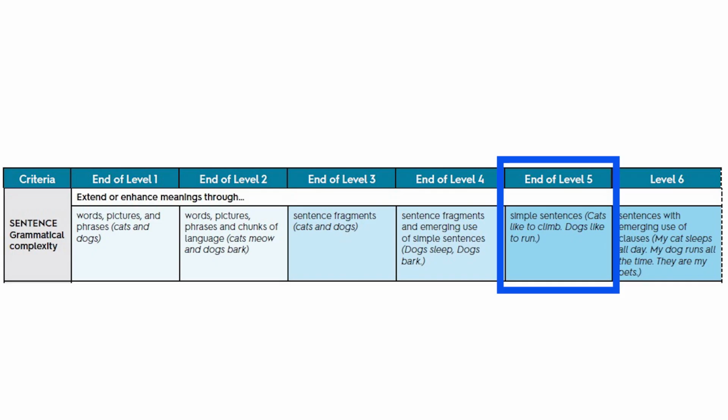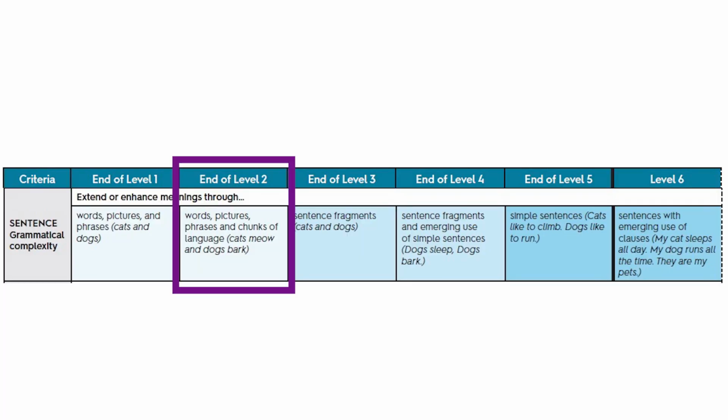So when we looked at the PLDs, simple sentences is at the end of level 5. So that was our threshold. And this is very important, to take into account the PLDs and the levels. It's very important because it helps us narrow the focus. Now, not every single student is at level 5 when it comes to language proficiency.